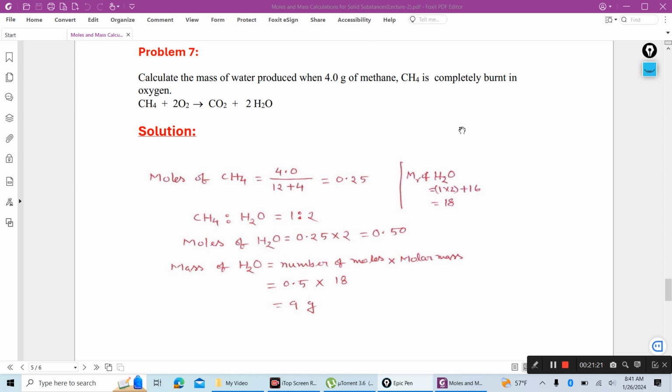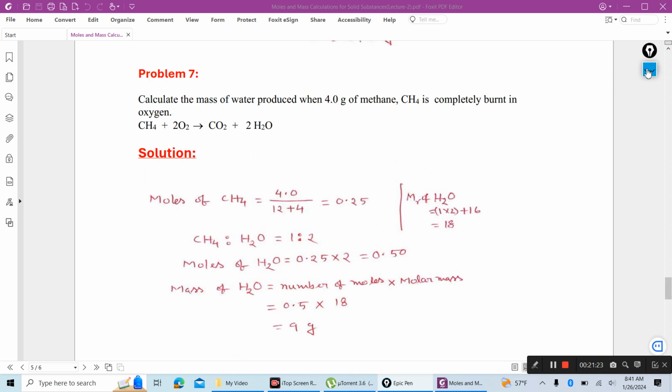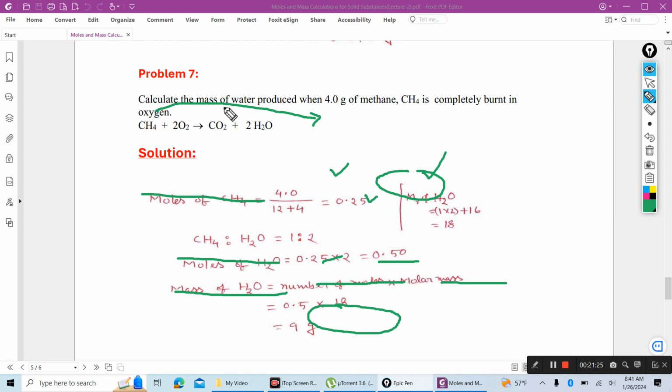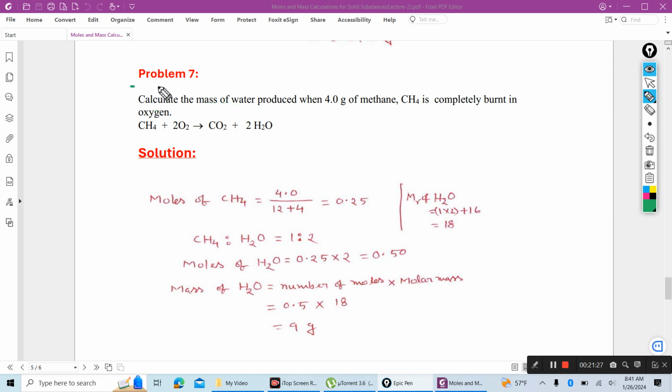Now problem 7. Next problem is asking you, calculate the mass of water produced when 4 gram of methane, CH4, is completely burned in oxygen. Here also methane mass is given as gram, so we will apply the mole formula.